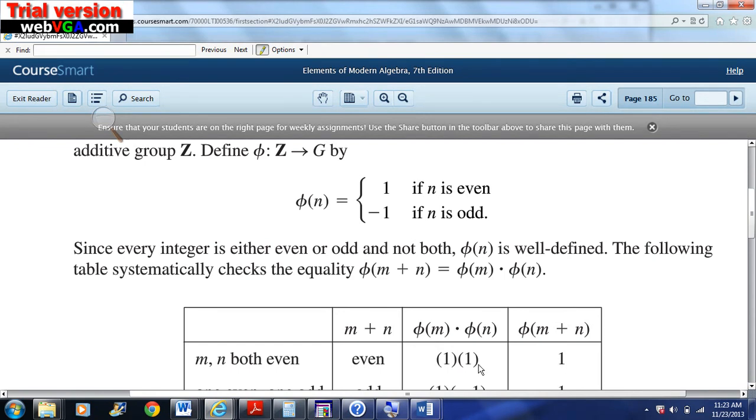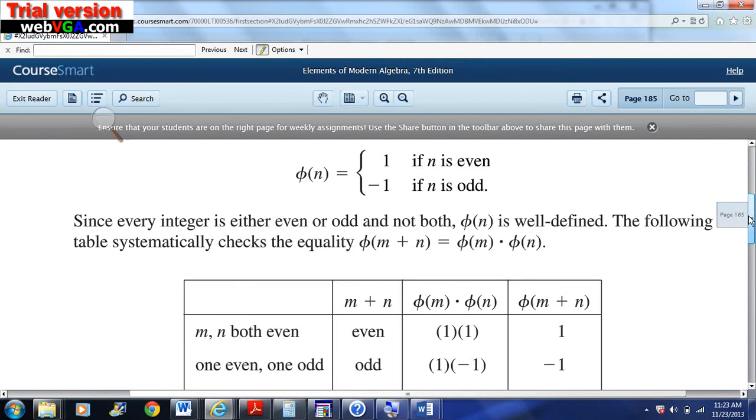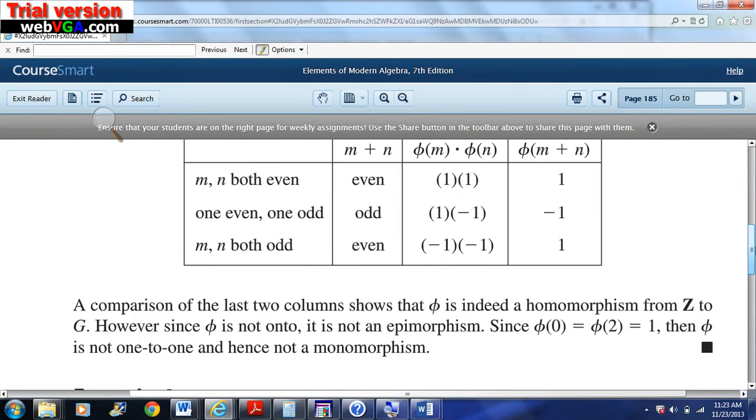So you can see that it's true that phi of m plus n is the same as phi of m times phi of n. So we verified this for the first case, and that's it. That shows that the property holds and that we have a homomorphism. And then we check for epimorphism and monomorphism.